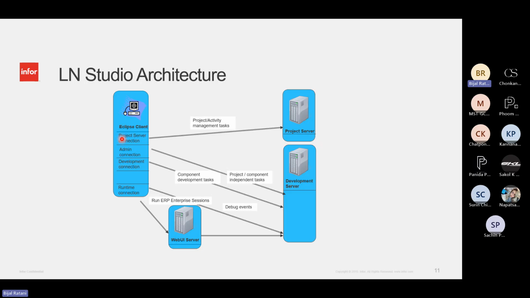So the first connection point will be the project server connection point. The second connection point will be admin, which connects to your development server. The third connection point is to use the component, which is your development connection point. And to run the component, we have the runtime connection point. Is it clear? Or if you want, I can repeat.